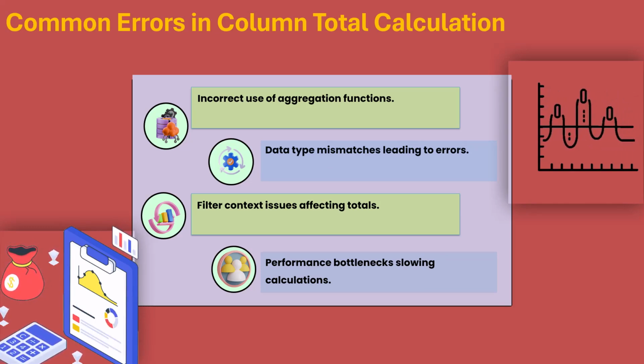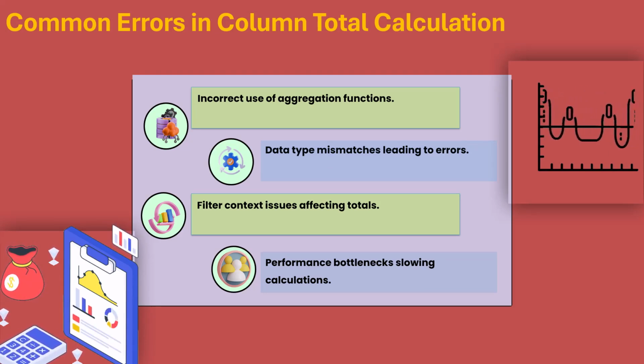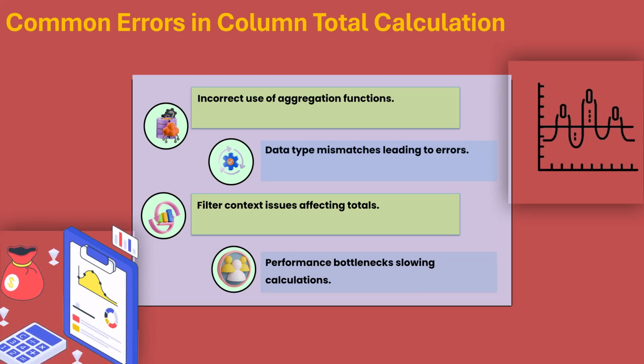Filter context issues. They can make your totals look more like random guesses. And let's not forget performance bottlenecks, because slow queries can test even the calmest of tempers.